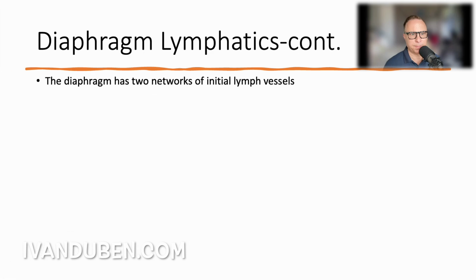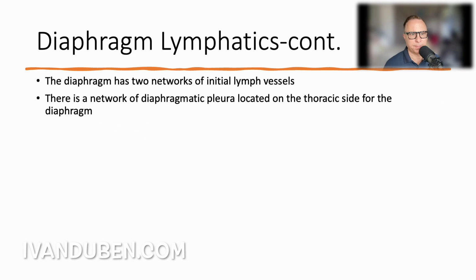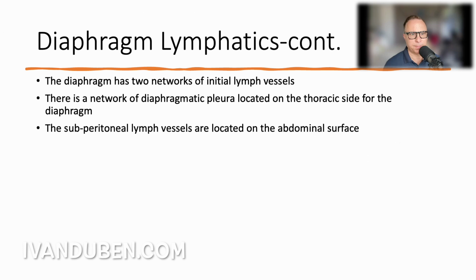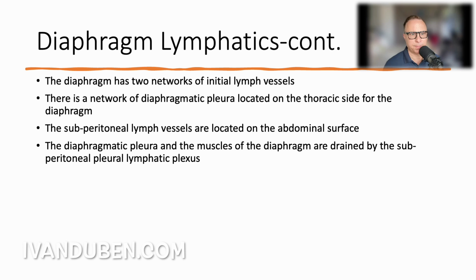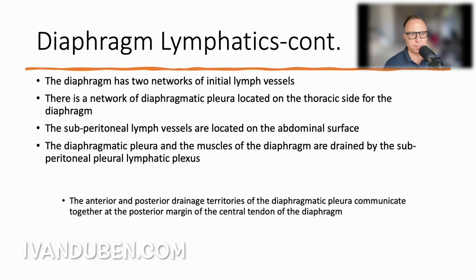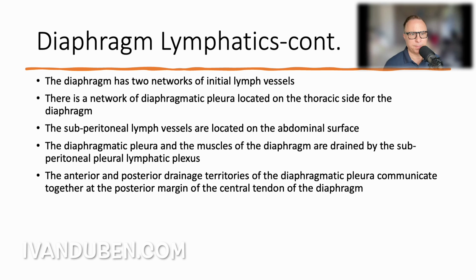The diaphragm has two networks of initial lymph vessels. There's a network of diaphragmatic pleura located on the thoracic side of the diaphragm. The subperitoneal lymph vessels are located on the abdominal surface. The diaphragmatic pleura and the muscle of the diaphragm are drained by the subperitoneal pleural lymphatic plexus. The anterior and posterior drainage territories of the diaphragmatic pleura communicate together at the posterior margin of the central tendon of the diaphragm.